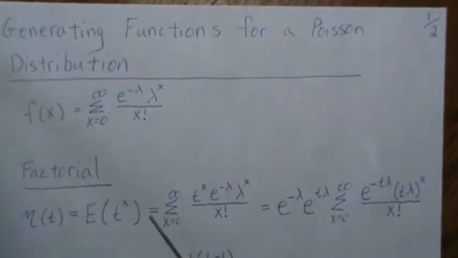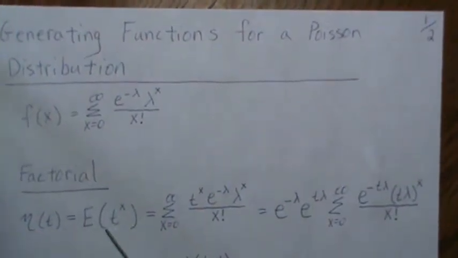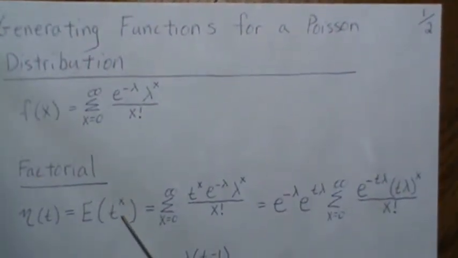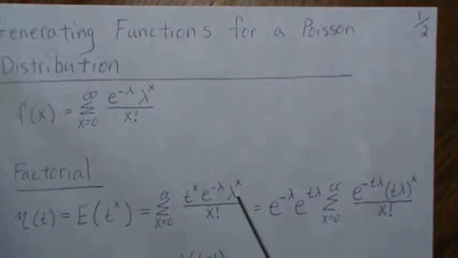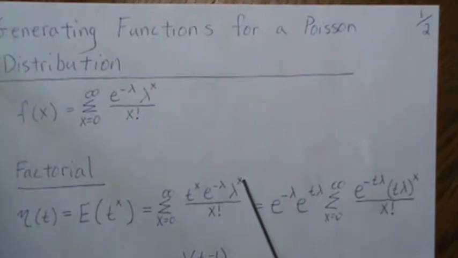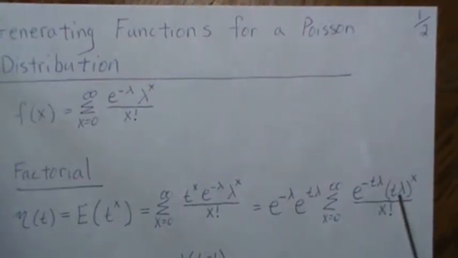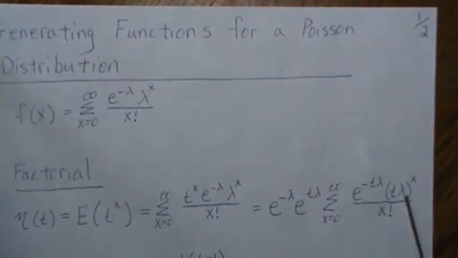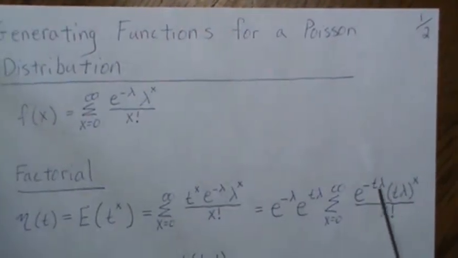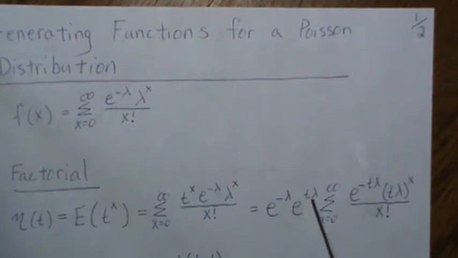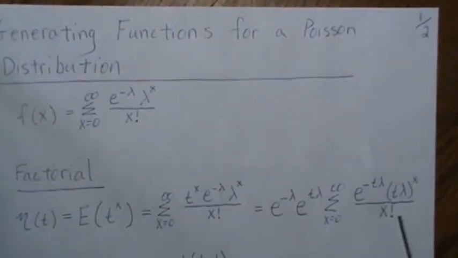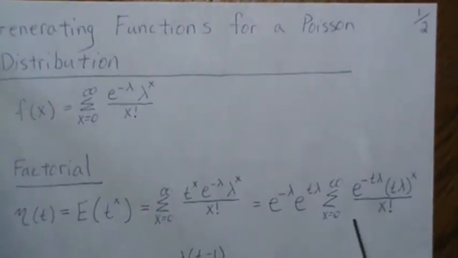So the factorial moment generating function is eta of t, which is the expected value of t to the x. So plug in t and then multiply it times the density. Well, the exponent is x, so we can combine that into this, but then that's the new lambda, so we need an e to the minus, with that same lambda. But if we add that, we have to subtract it, and so it doesn't change this density, and this is a constant, so we can factor it out.